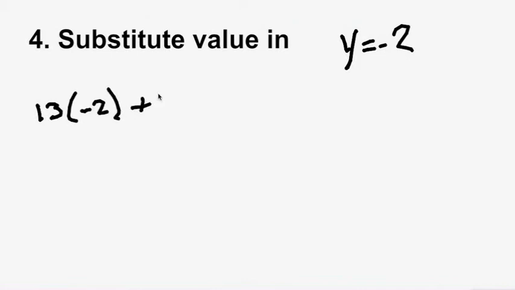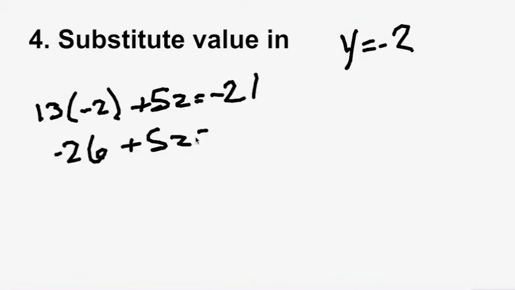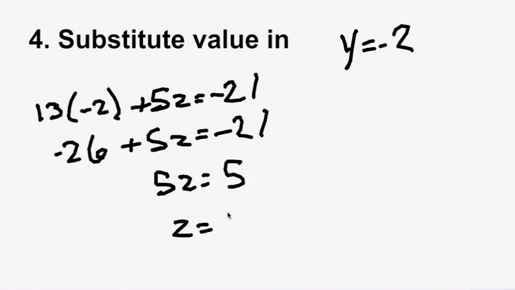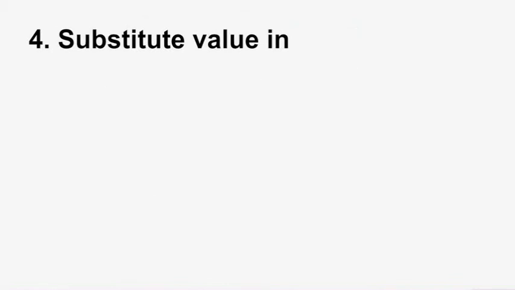Step 4 is substituting the value, and the value we have is y equals negative 2. So we will plug that into the equation 13y plus 5z equals negative 21 to get 13 times negative 2 plus 5z equals negative 21. So negative 26 plus 5z equals negative 21. Move the 26 over, so 5z equals 5. So z equals 1. And that is our second value for the ordered triple.